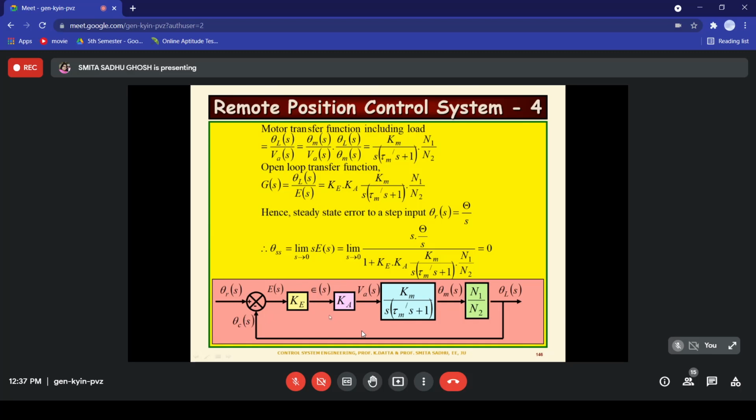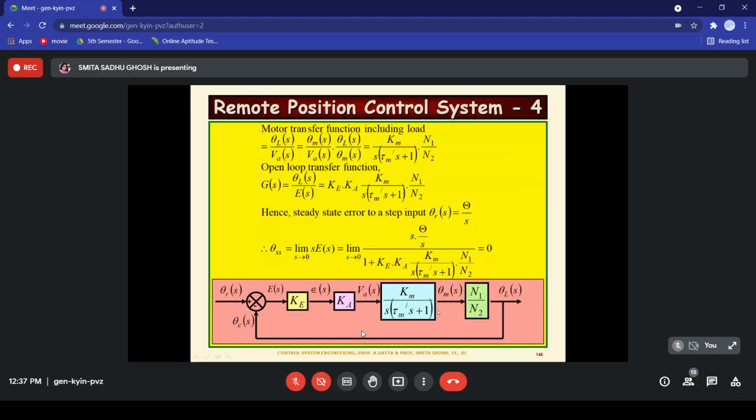Now, coming to the amplifier, if you recollect, the equation or transfer function for the amplifier was VA is equal to Ka into epsilon, or VAS by epsilon s is equal to Ka. So that is represented over here. Now, armature voltage VA we have already got. So theta ms by VAS we had derived on the previous slide, and that's given by Km by S into tau m dash s plus 1, right?